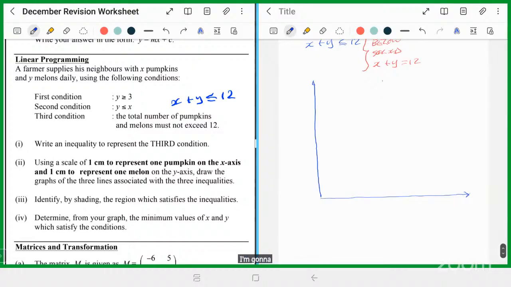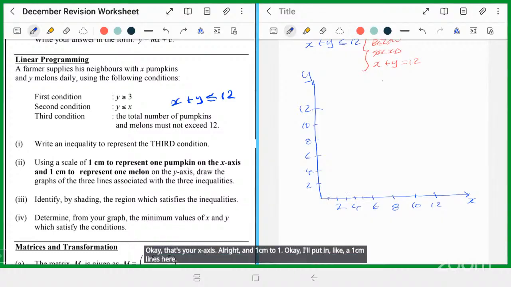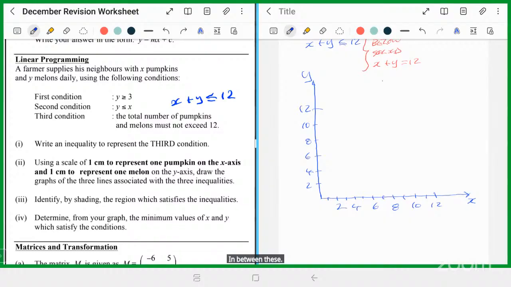I'm going to go 2, 4, 6, 8, 10, 12, and so on. That's the y-axis. 2, 4, 6, 8, 10, 12. That's your x-axis. All right, and 1 centimeter to 1. So you can put in 1 centimeter lines here in between these even numbers, putting in the 1 centimeter marks. All right, we're ready to draw now.